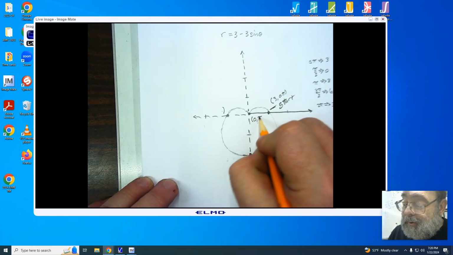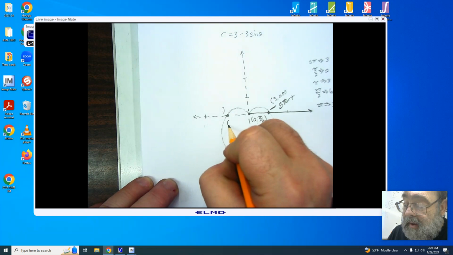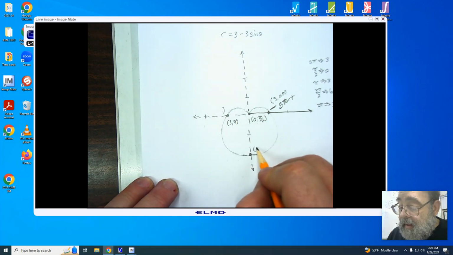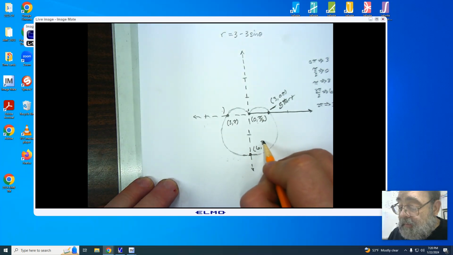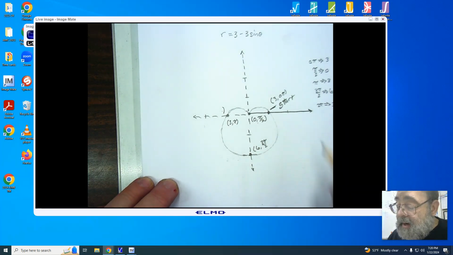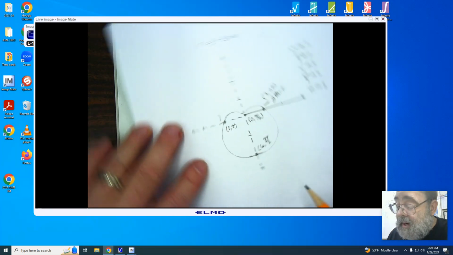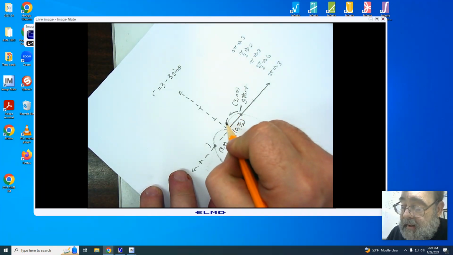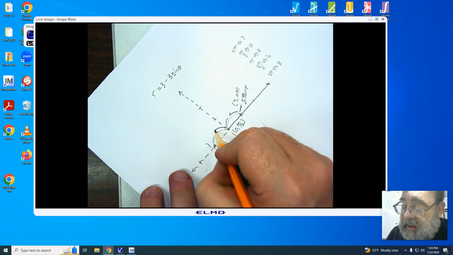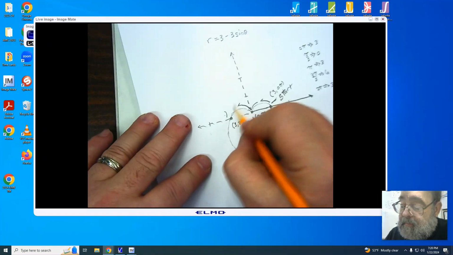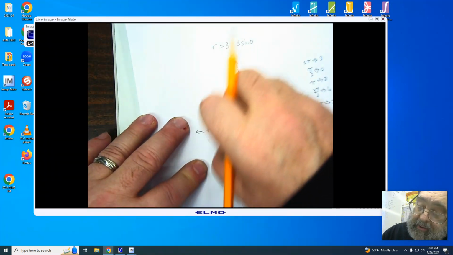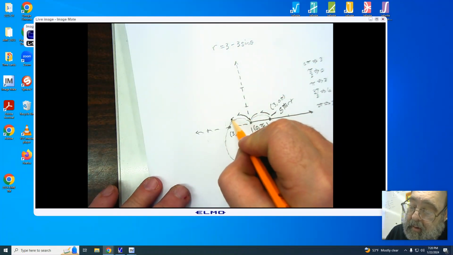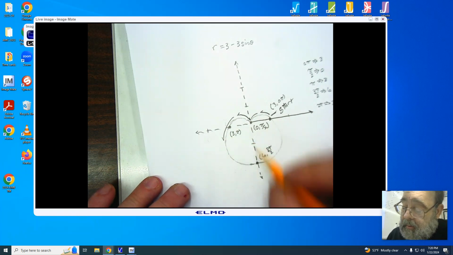0, pi over 2, 3, pi. This is now 6, 3 pi over 2, and we end at 2 pi equals 3 again. So I'm now going to do my vector form. So these are my little vector rays bouncing along, showing the movement that we wanted to show all the way around.